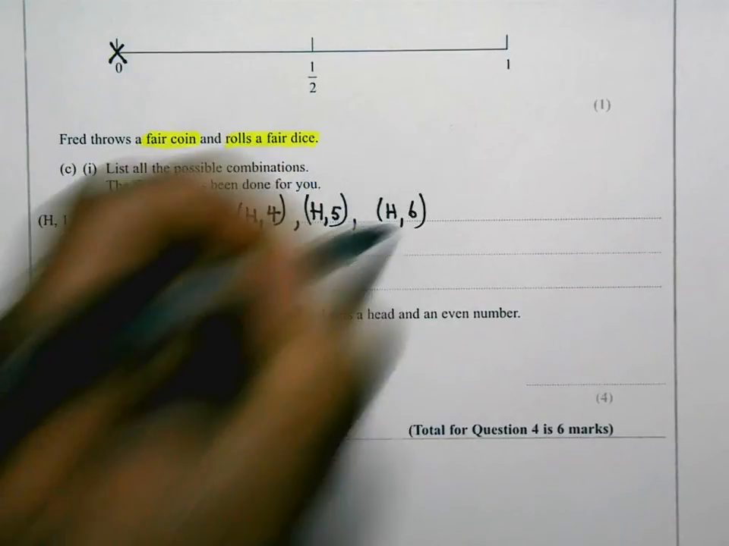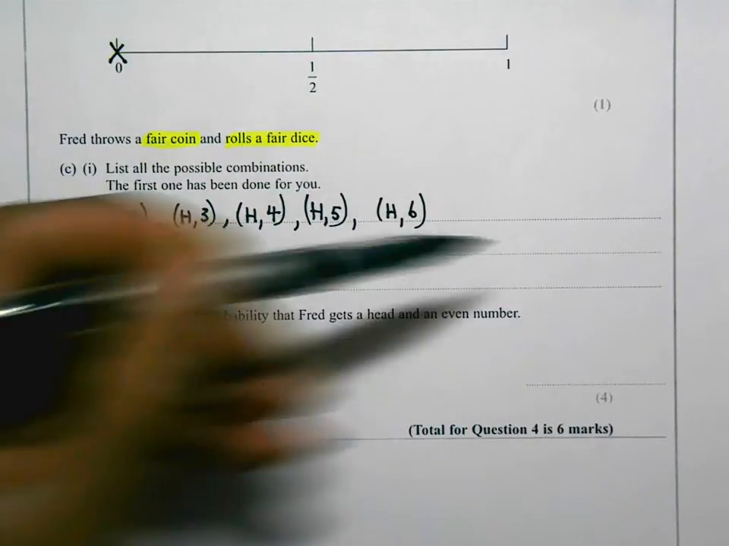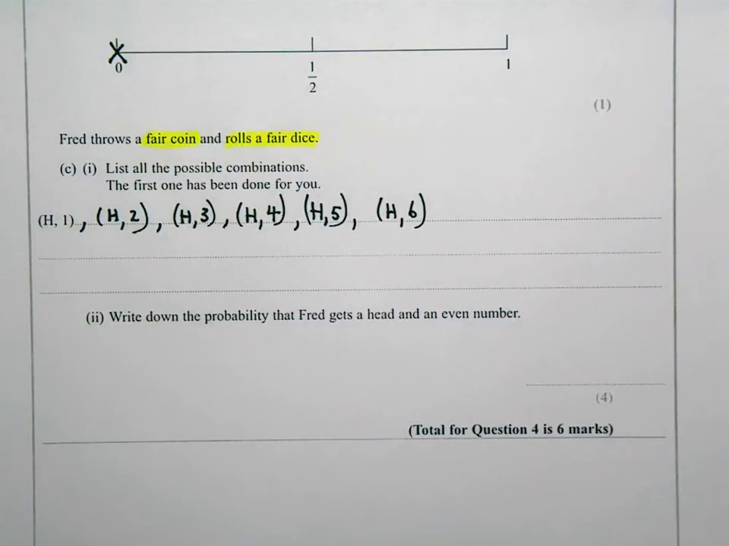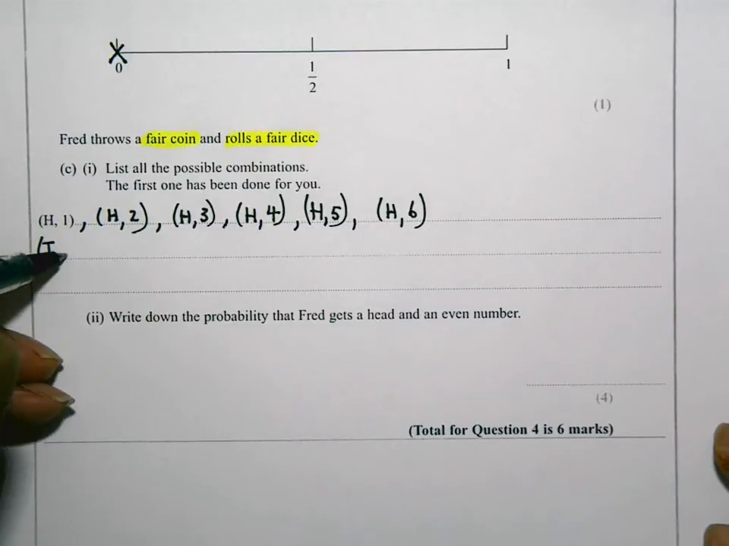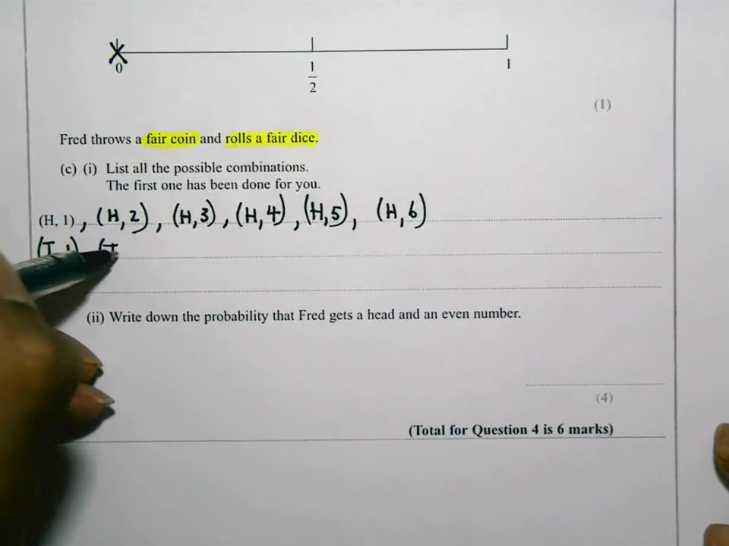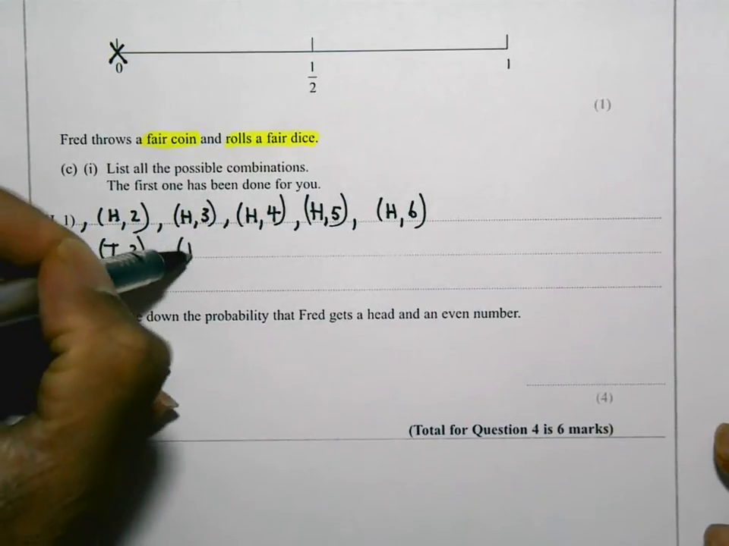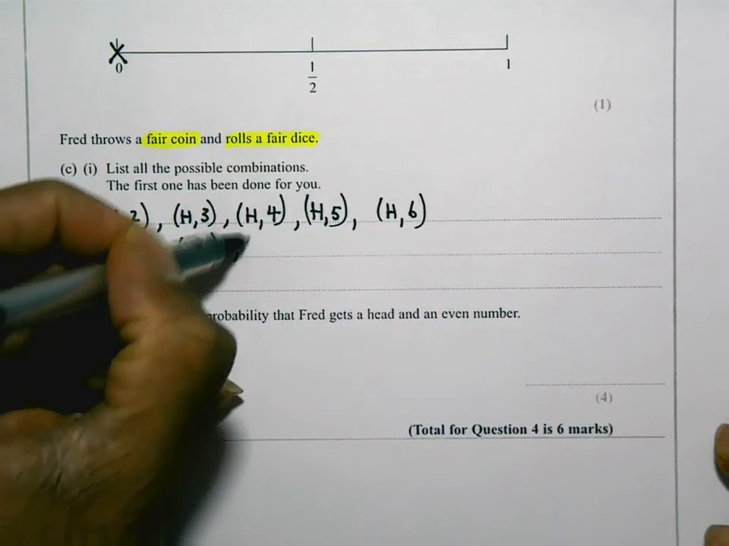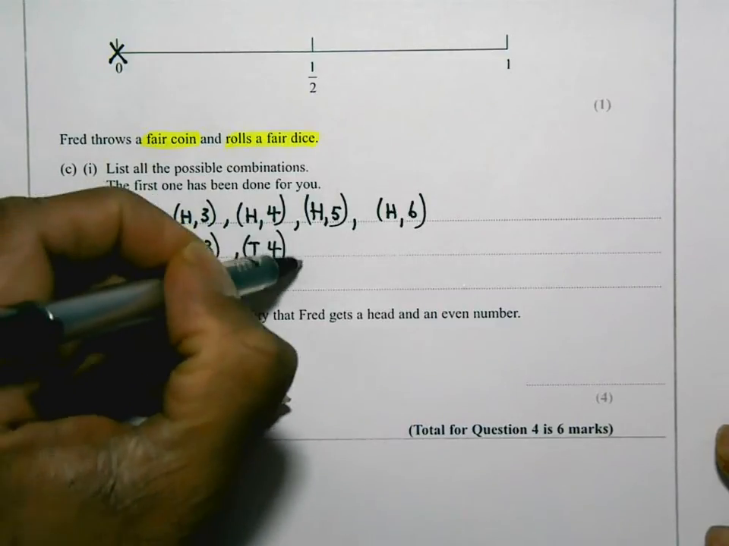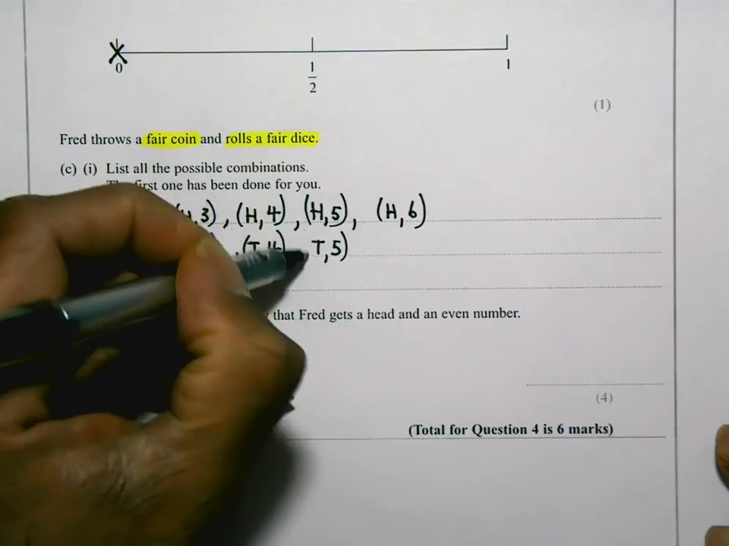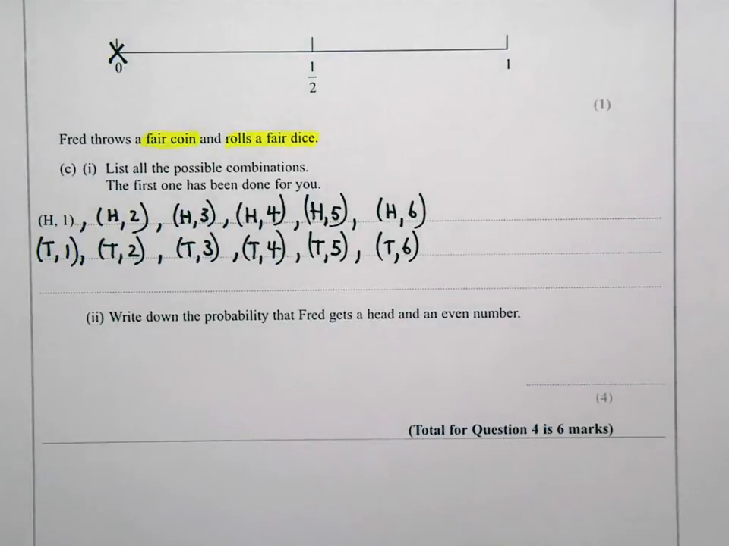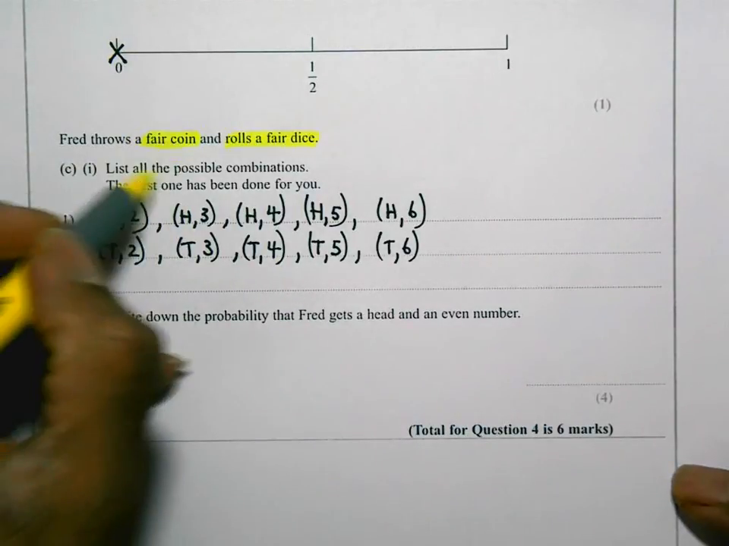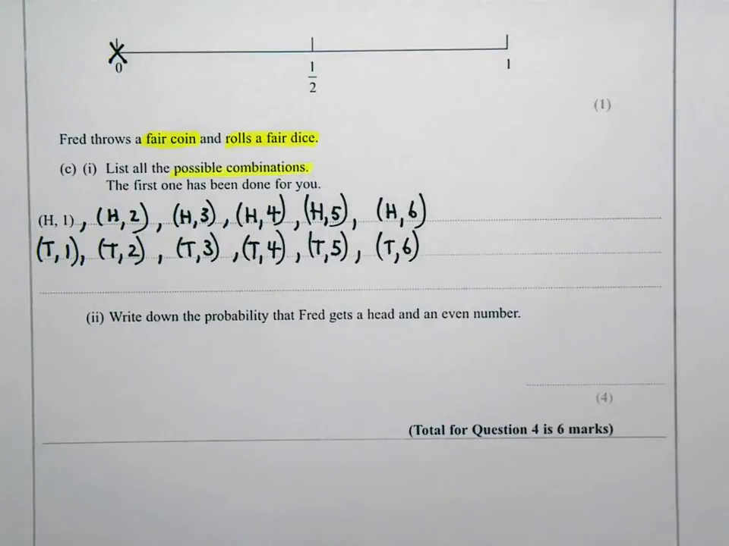Now, although I said finally, that's just the combination I could get if I get a heads on the coin, and these are the numbers 1 to 6 on the dice. But what if he got a tails on the coin? He could get a 1 on the dice, or tails and a 2, tails and a 3, tails and a 4, tails and a 5, tails and a 6. And there are all the possible combinations that you could get when he throws a coin and a dice.